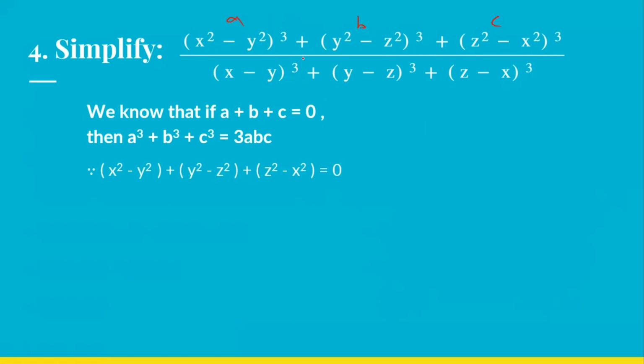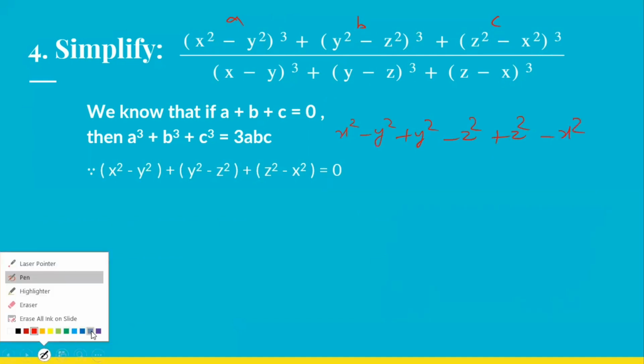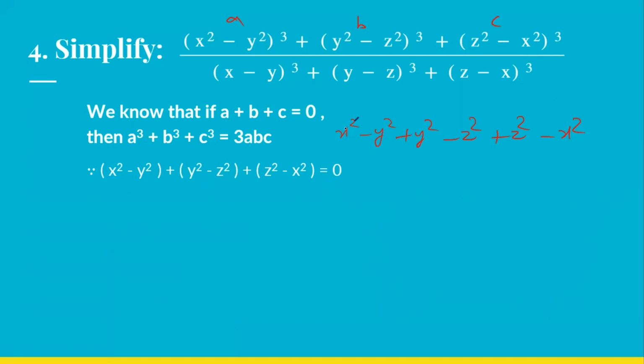So when I'm adding a plus b plus c, that means we do x square minus y square plus y square minus z square plus z square minus x square. So this is how we get this as 0. How? X square minus x square is 0. Y square minus y square plus y square is 0.